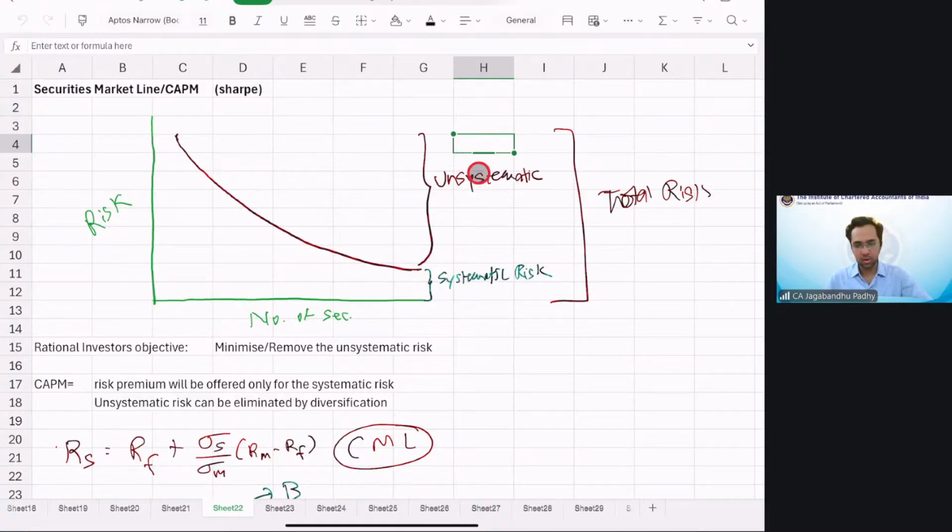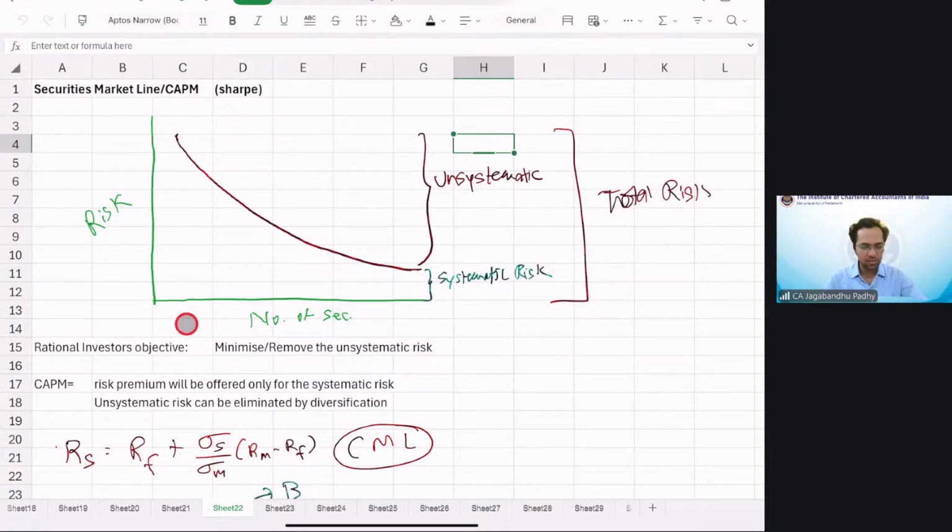So unsystematic risk can be eliminated by diversification, but systematic risk is something which can't be done away with. But yes, the total risk is going to be systematic plus unsystematic, and a rational investor is going to be in the market. So that's going to be an assumption over here that we have an investor who is rational. Obviously, any rational investor is not going to stay invested in a single security, but he or she is going to stay invested in a multiple security portfolio.